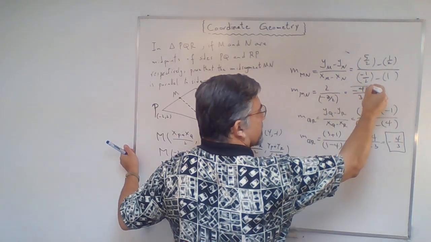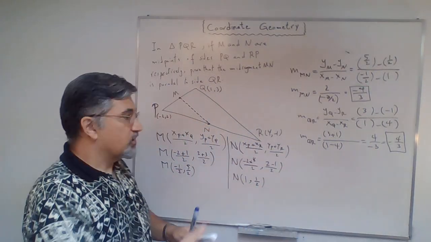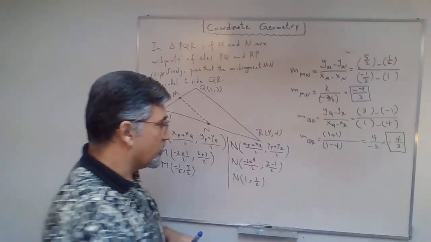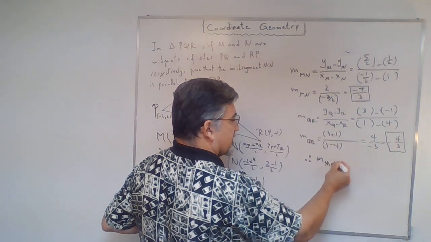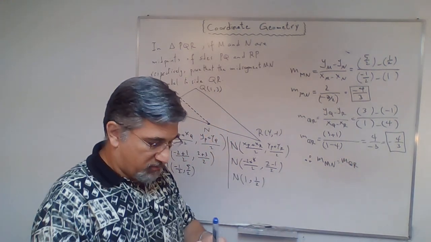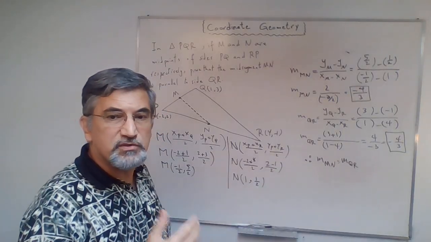So slope of mid-segment MN was negative 4/3, and slope of side QR, as you see, is again negative 4/3. So we are going to say, therefore, slope of MN equals slope of QR. And what does that mean? When two line segments have the same slope, what does that mean? It means that the two line segments are parallel.